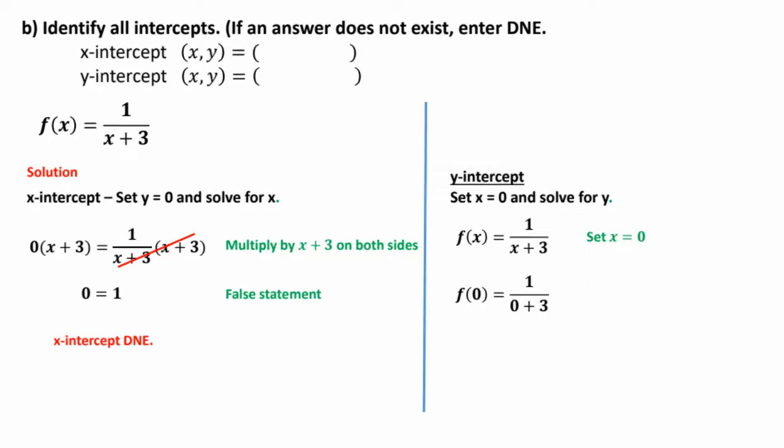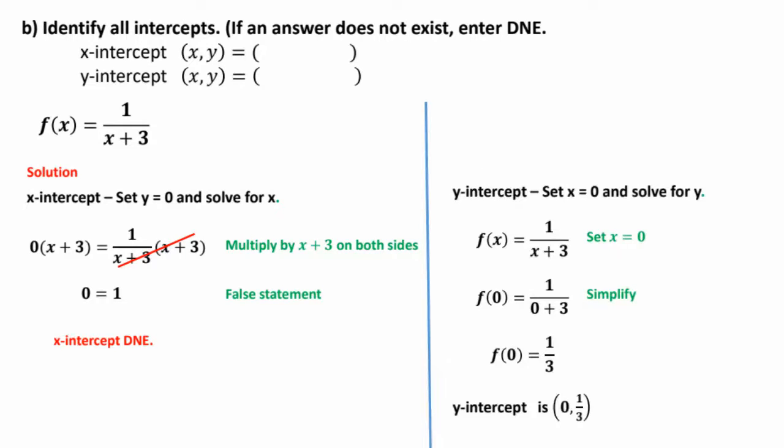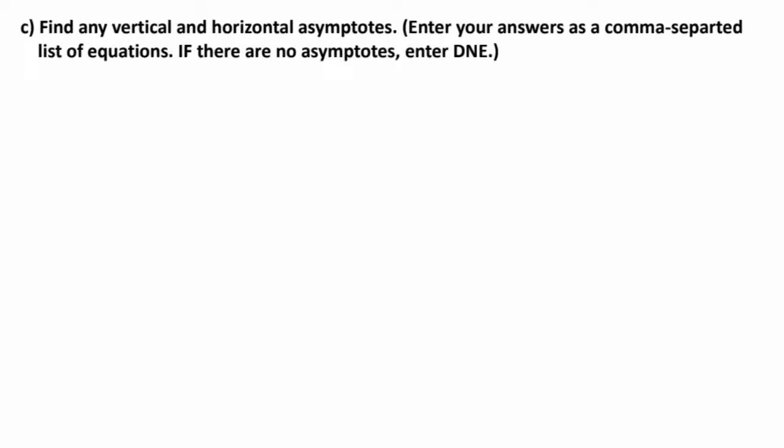Now, to find the y-intercept, we set x equal to 0. And on that one, we do have, sorry, our y-intercept is 1/3, right? All right, let's do C. Find any vertical and horizontal asymptotes.